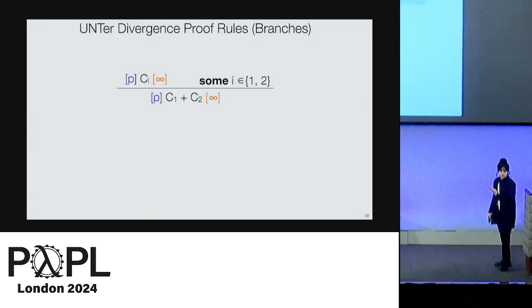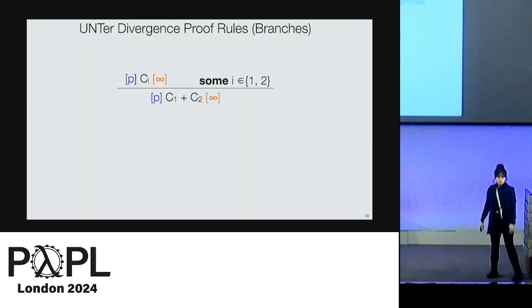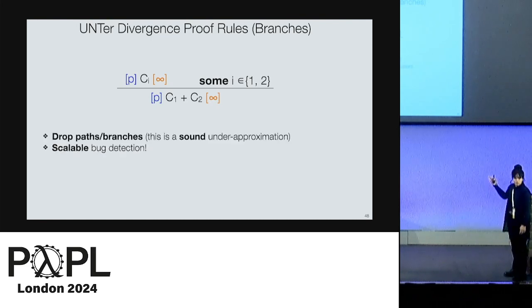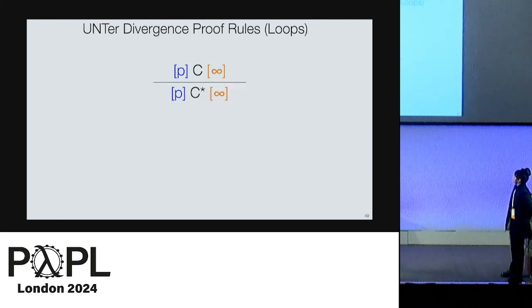And what about choice? Well, if you have multiple branches, remember, it's inherently under-approximate, and if some branch doesn't terminate, then the whole thing potentially doesn't terminate either. So for either of the i's here, 1 or 2, if C1 or C2 doesn't terminate, then the program doesn't terminate. And again, here we use the trick of dropping parts and focusing on only certain executions. And what about loops?